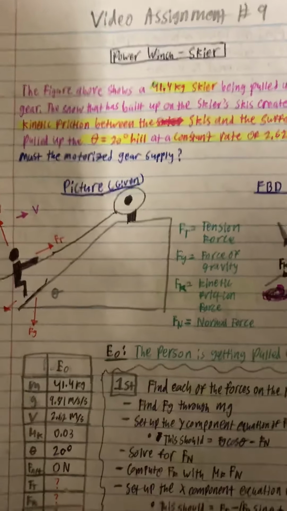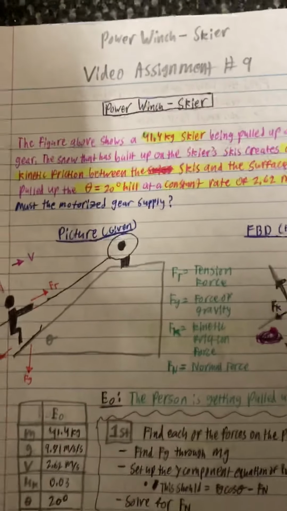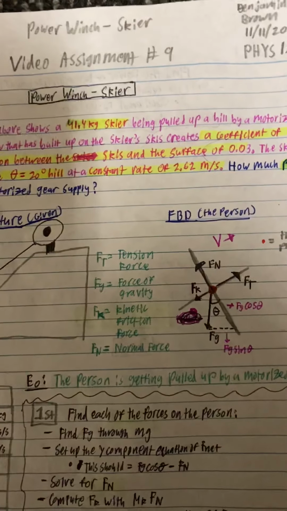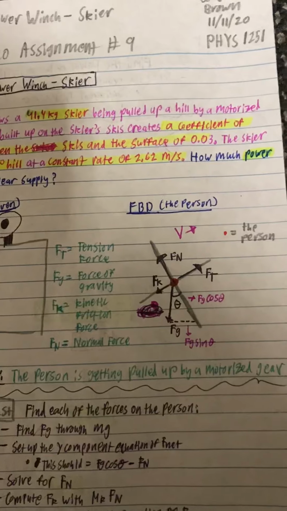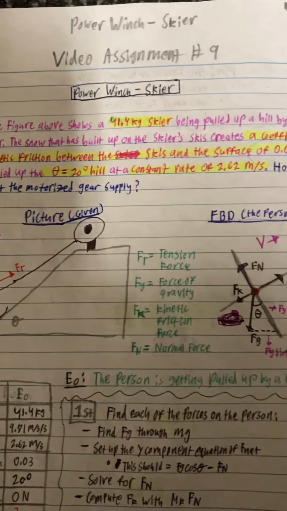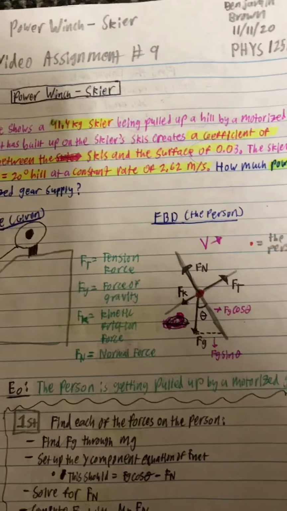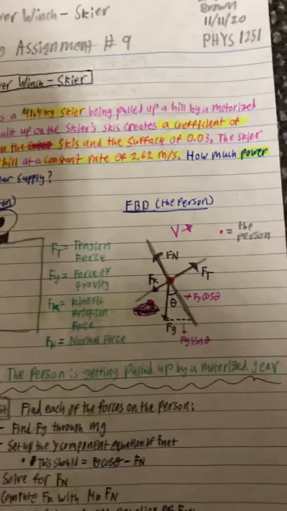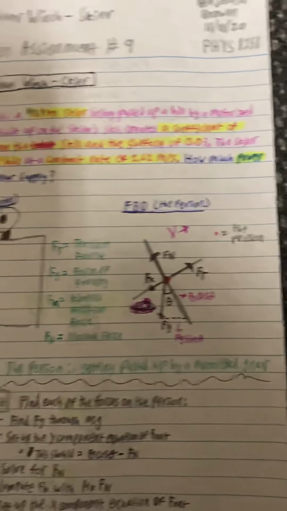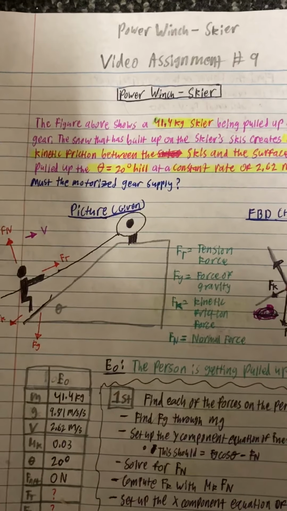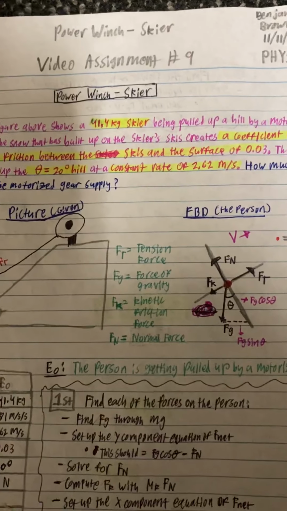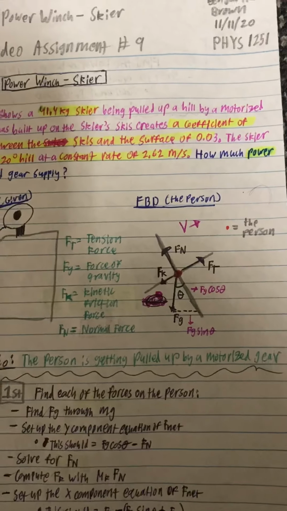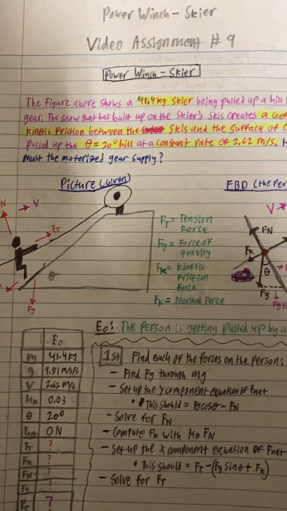The figure above, which in this case is below because we were given the picture, shows a 41.4 kilograms skier being pulled up a hill by a motorized gear. The snow that has built up on the skier's skis creates a coefficient of kinetic friction between the skis and the surface of 0.03. The skier is pulled up the hill on a 20-degree angle at a constant rate of 2.62 meters per second. How much power must the motorized gear supply?